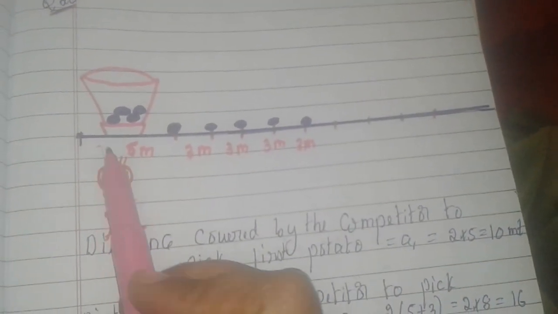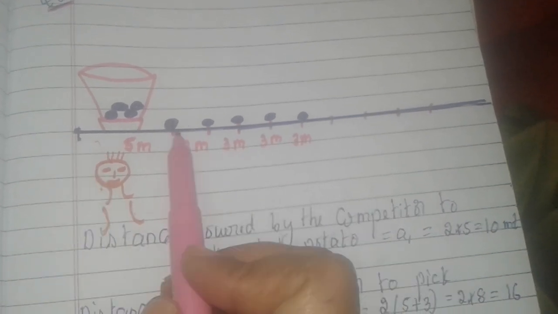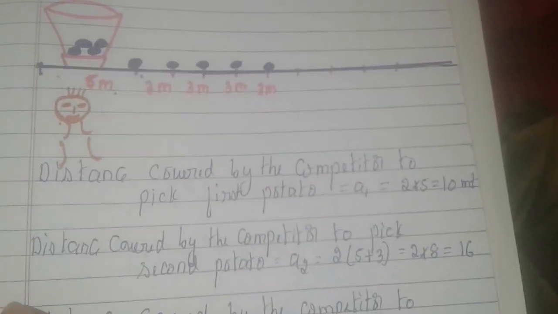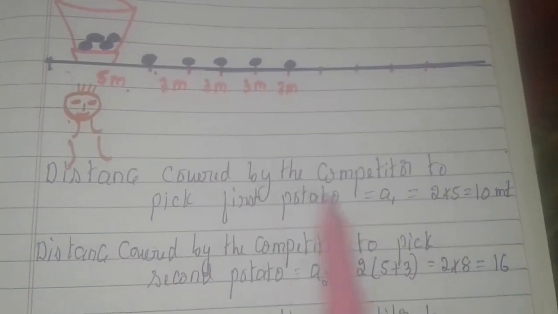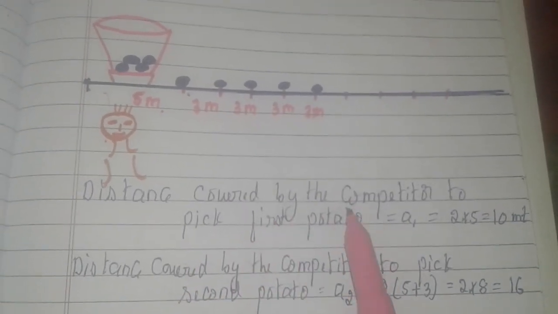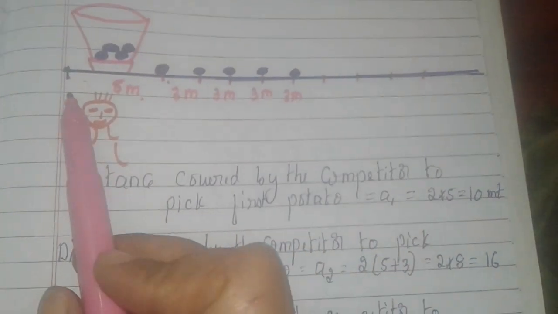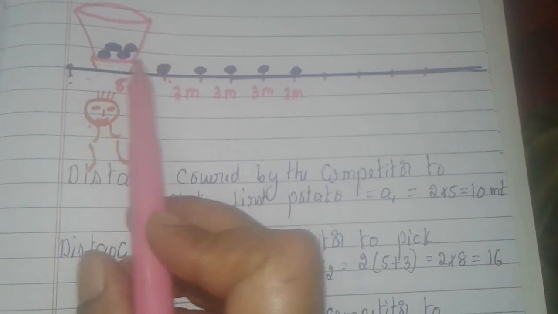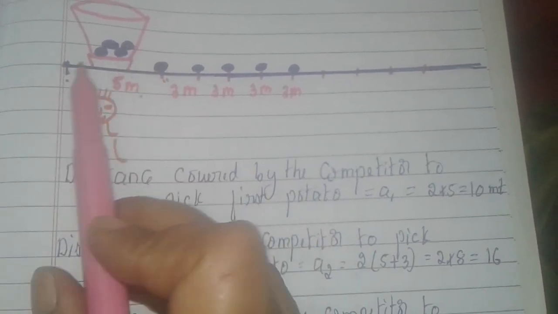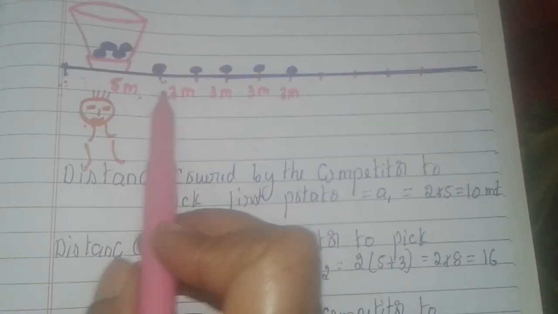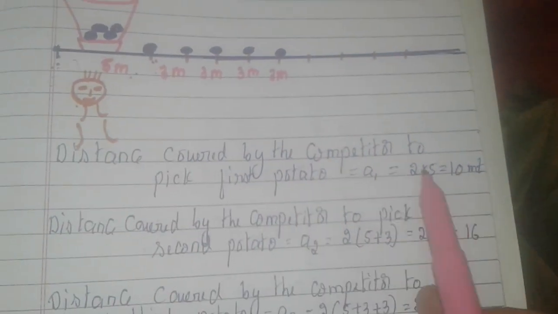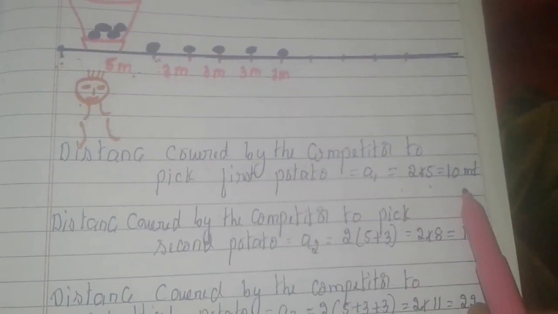So here I'll explain. Think that a competitor is standing here and she runs to pick the first potato, that is 5 meter. So what can I consider as the first term in the AP? A1. The distance covered by the competitor to pick the first potato is A1. She has to start from here, go to the first potato, pick it and come back. So twice she is running. So 2 into 5, that is 10 meter.